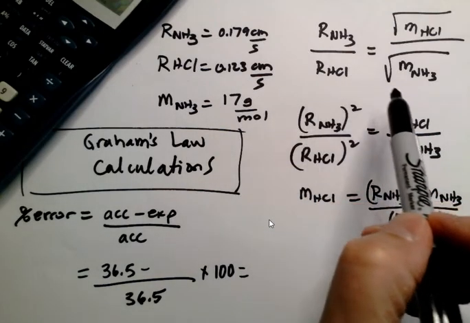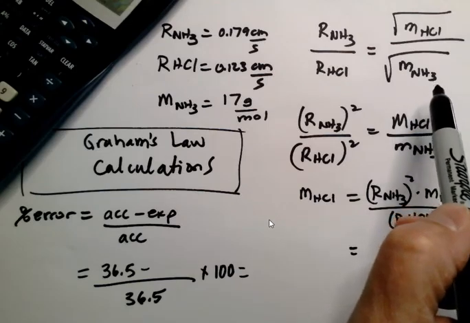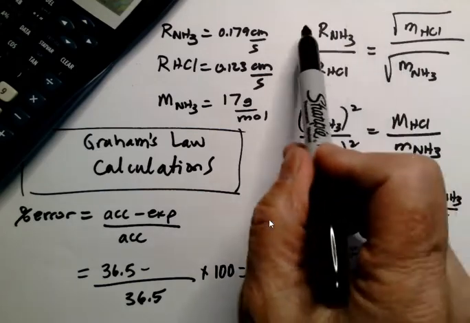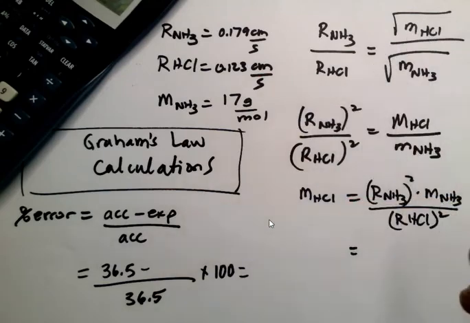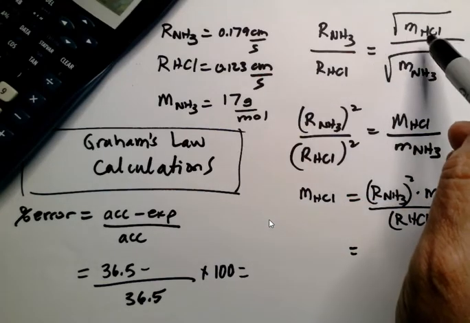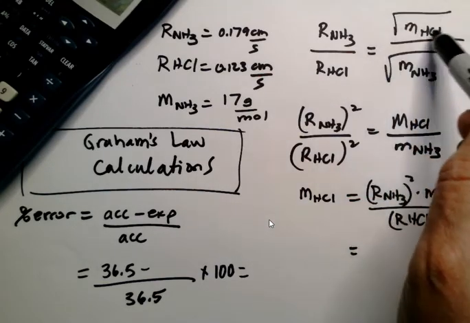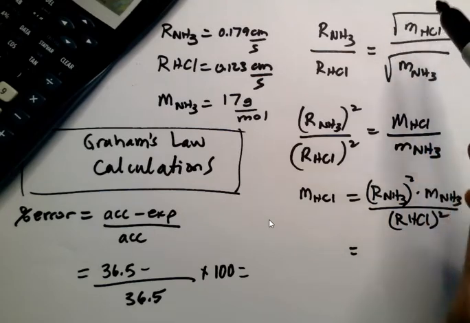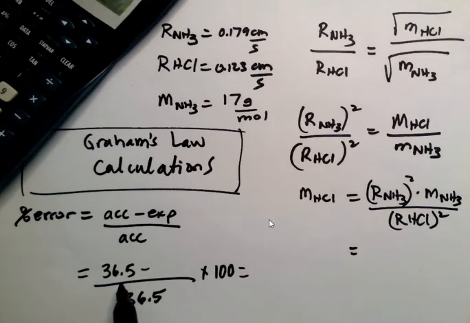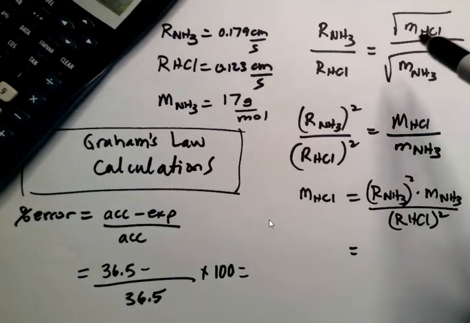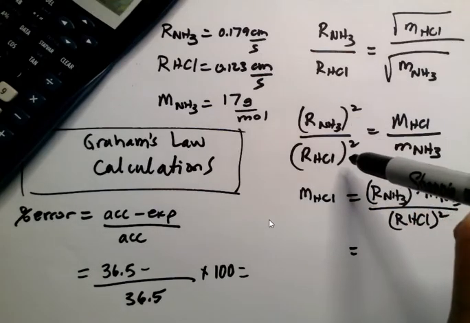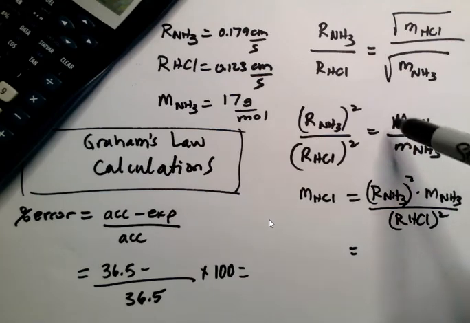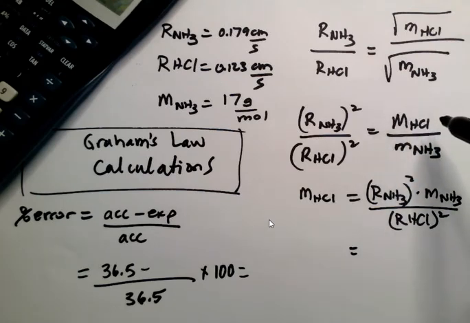Basically, Graham's law says that the mass of a molecule is inversely related to how fast it moves. And so the challenge is to determine the experimental value of the molar mass of hydrochloric acid. We know it to be 36.5 grams per mole. We're going to try to see experimentally what we get. To get rid of this radical, I just squared both sides, and then I solved for the molar mass of the hydrochloric acid here.